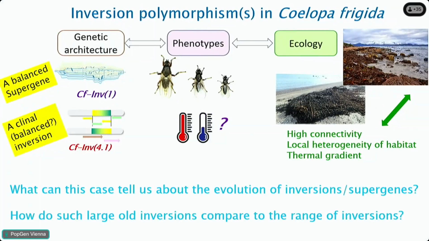I'm interested in contrasting the two, also because I think the balanced pattern with a very high excess of heterozygotes is a different dynamic than the clinal inversion. So what can it tell us about the evolution of inversions and supergenes? And we're also interested in how this big old inversion compares to the range of inversions. We have just picked two, but we have other weird areas, possibly other blocks, and they are likely smaller or younger inversions that we don't know.